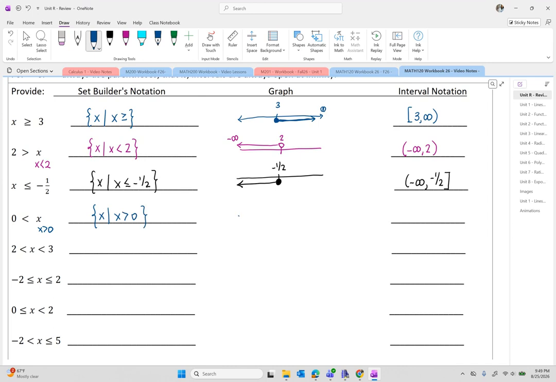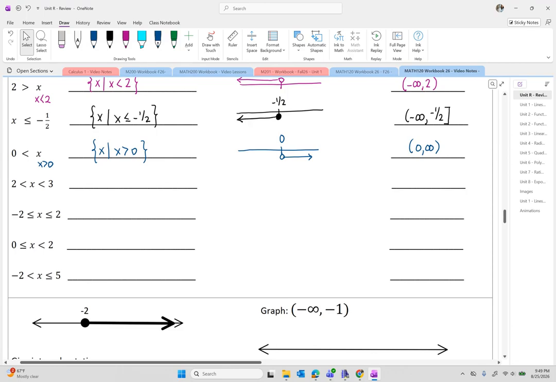The graph is a number line. 0 is the critical value. Greater than 0 is to the right. Not equal to 0 is an open circle. Interval notation: open at 0, infinity, open.